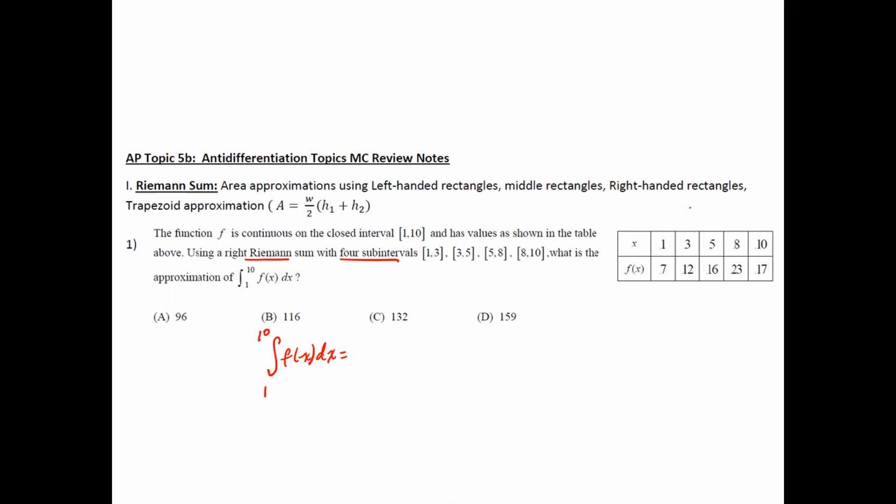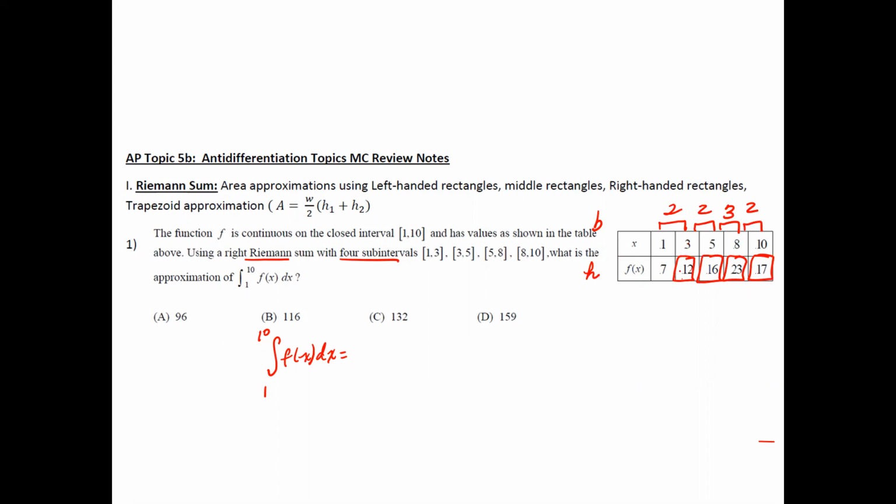Right approximation, so it's going to be on the right side. So here's the first one, because that's on the right side, second one, third one, fourth one. If this is going to represent height, your base is going to be in between. So 3 minus 1 is a 2, 5 minus 3 is a 2, 8 minus 5 is a 3, 10 minus 8 is a 2.